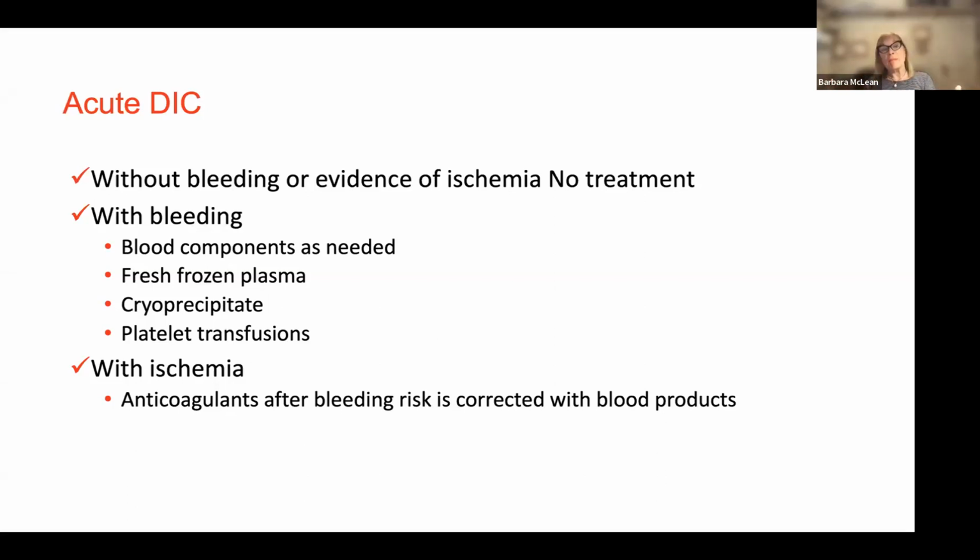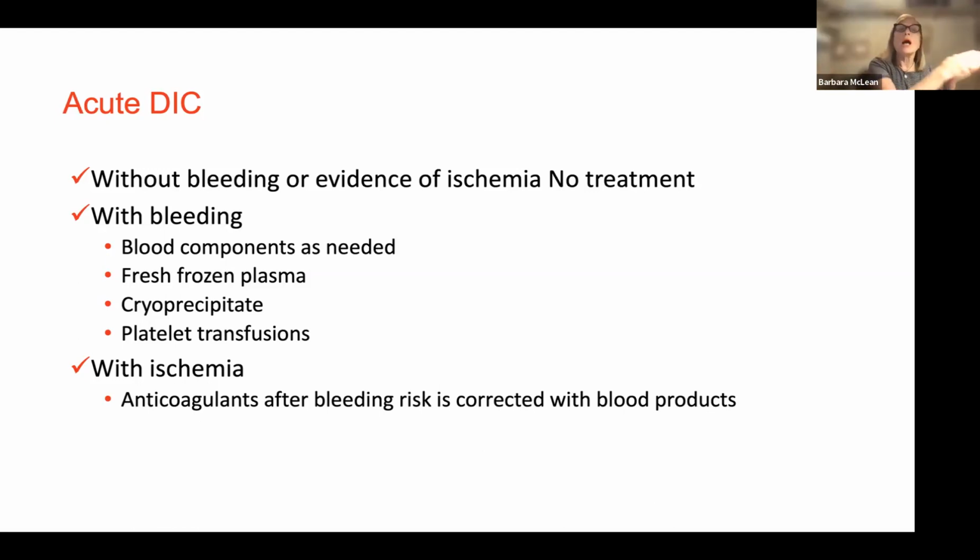And with ischemia, so if you've got both bleeding and thrombosis, once you correct their bleeding risk, not before, you might actually administer anticoagulation. Now, 50% of people think that you should do some type of anticoagulation therapy. The other 50% don't think that you should. There isn't actually a significant, strong body of evidence that anticoagulation in somebody with DIC is going to be beneficial. But a lot of times we just don't have anything else.